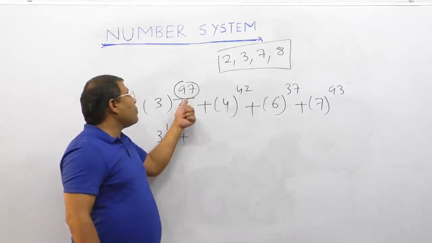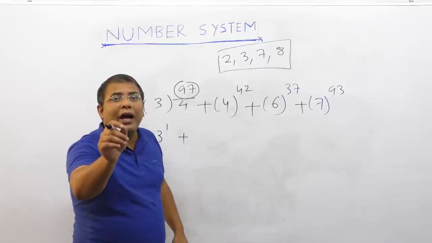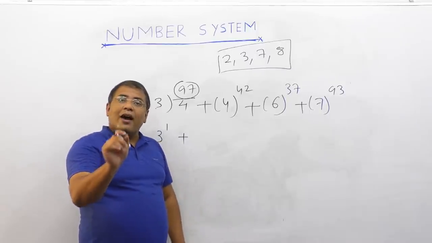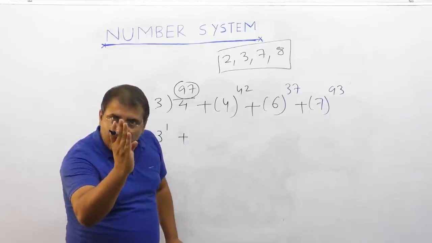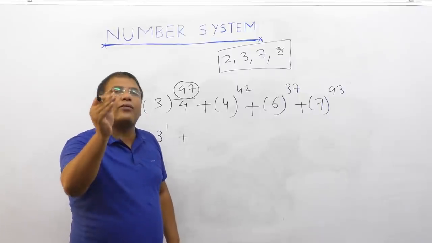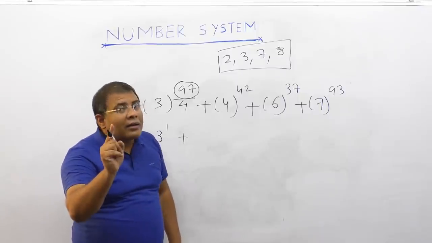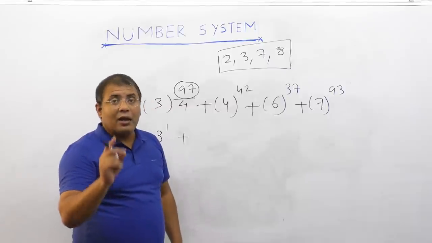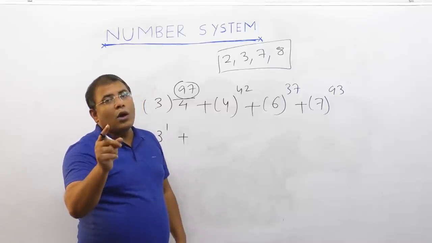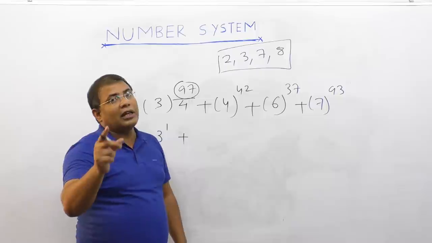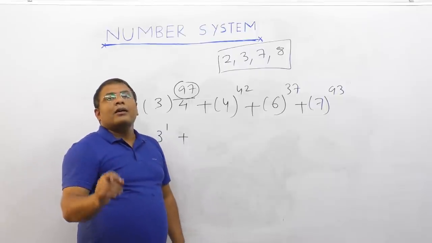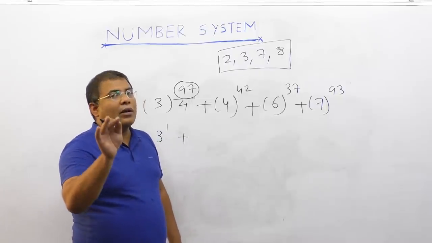ध्यान रहे, अगर पूरा का पूरा कट जाए, रिमाइंडर अगर 0 आए, तो आपको 1 नहीं लिखना है. फिर आपको 4 कंप्लीट हो गया, तो आपको लेना है 3 to the power 4. Remainder आए 1 तो 3 to the power 1, remainder आए 2 तो 3 to the power 2, remainder आए 3 तो 3 to the power 3, और पूरा का पूरा कट जाए, कोई remainder नहीं आए, तो 3 to the power 4.